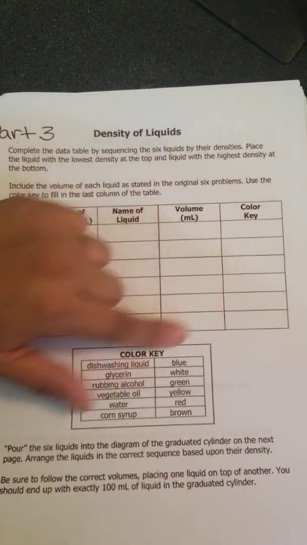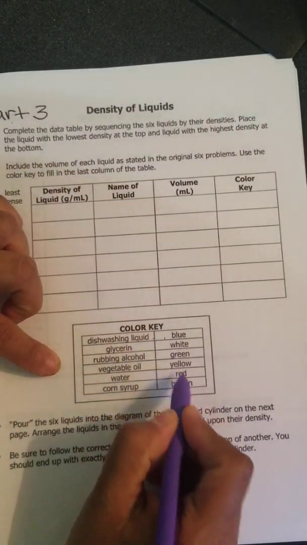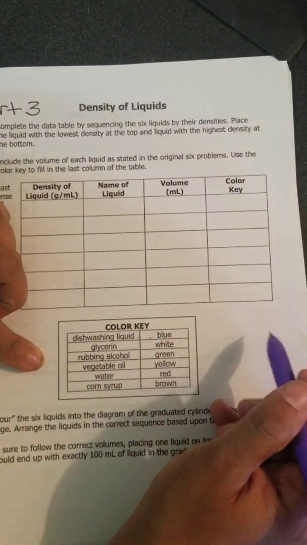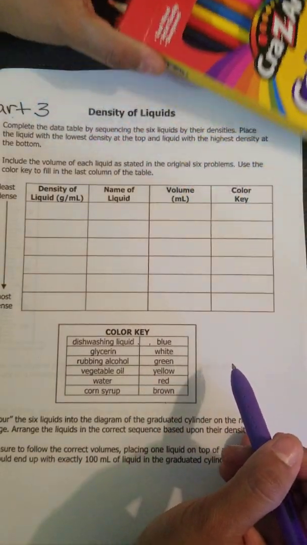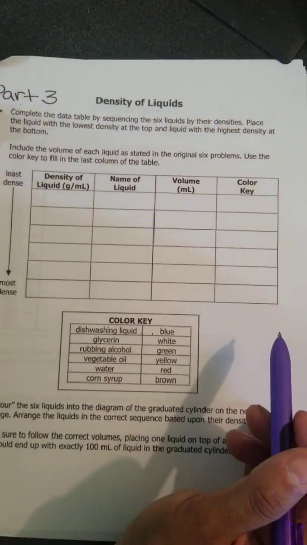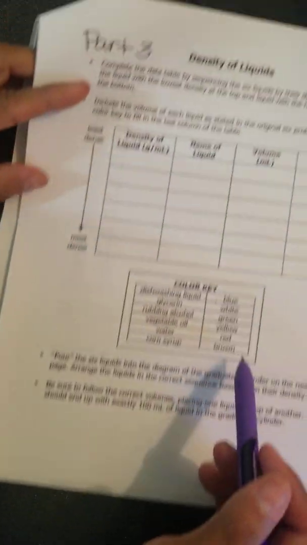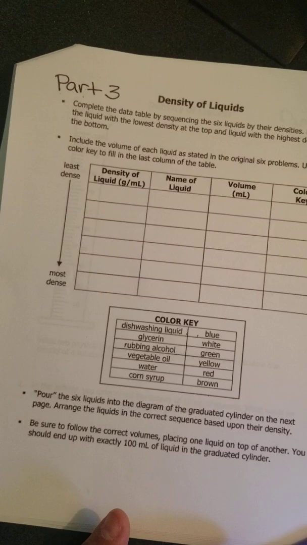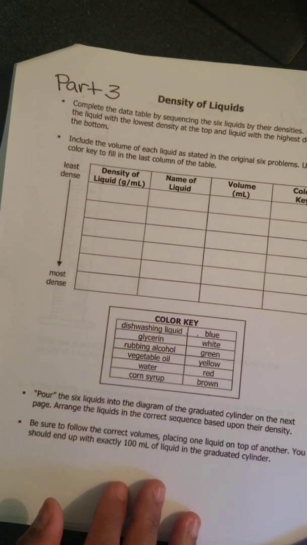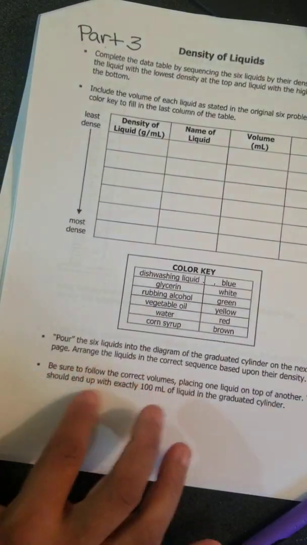And color key, you're going to go ahead and fill in the color over here. Okay? Either write the word or else go ahead and color it in the box. One of the two. Okay? Now, after you fill in this data chart, you're going to go ahead and you're going to fill in this next part, or let's read down here.